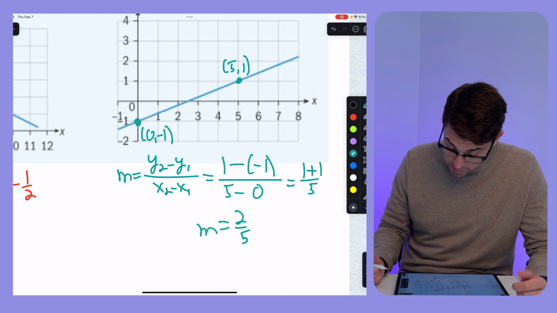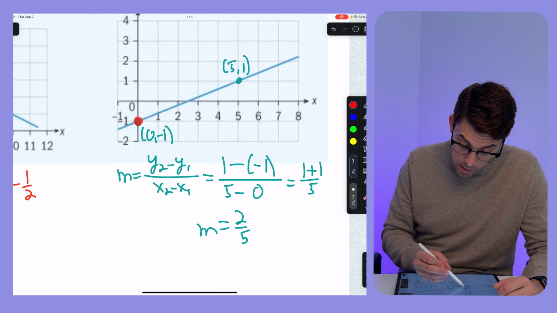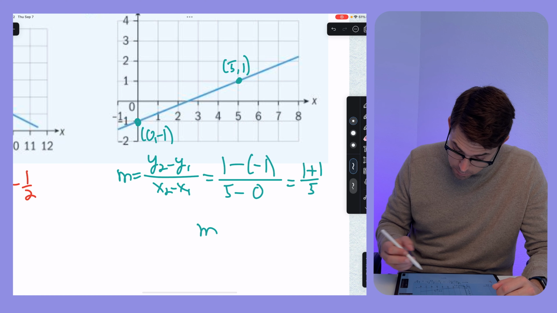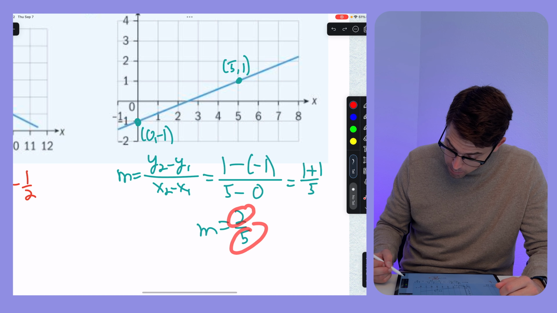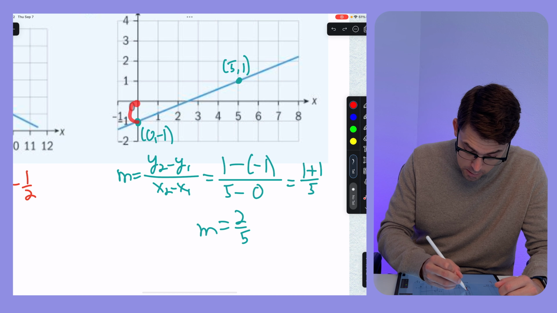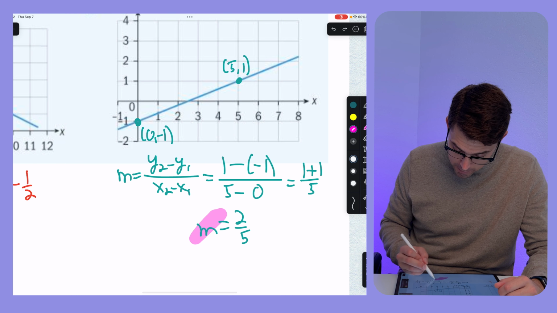So is this actually true? Let's find out. If I'm starting here at the point that I know, and I'm going to rise 2 and run 5, all in the positive direction, I'm going to rise 1, 2, and I'm going to go over 1, 2, 3, 4, 5. Boom, I'm right there. That's the correct answer.